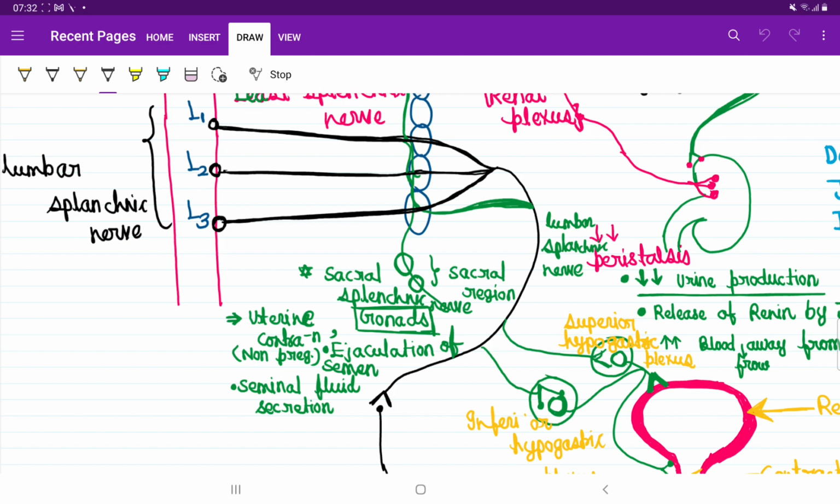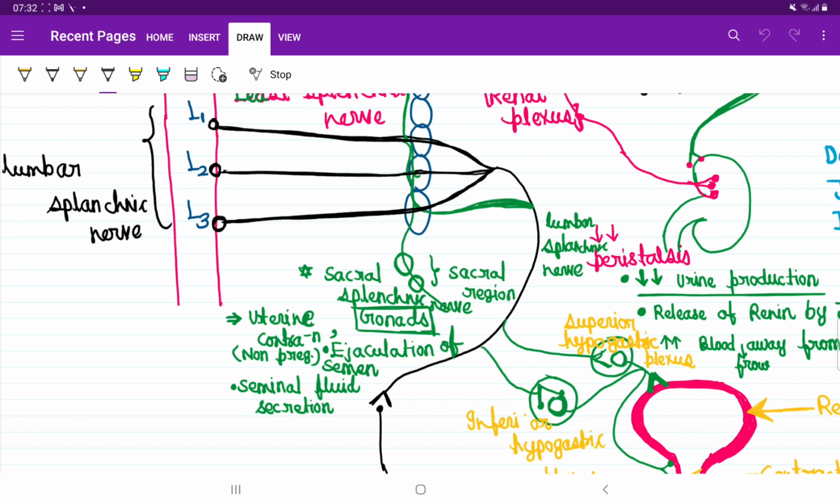In the male, they supply the gonad, and they cause ejaculation of semen. Yes, ejaculation of semen is controlled by the sympathetic neural supply. Seminal fluid secretion is also promoted by the sympathetic neural supply. So the functions are seminal fluid production and then ejaculation of semen.